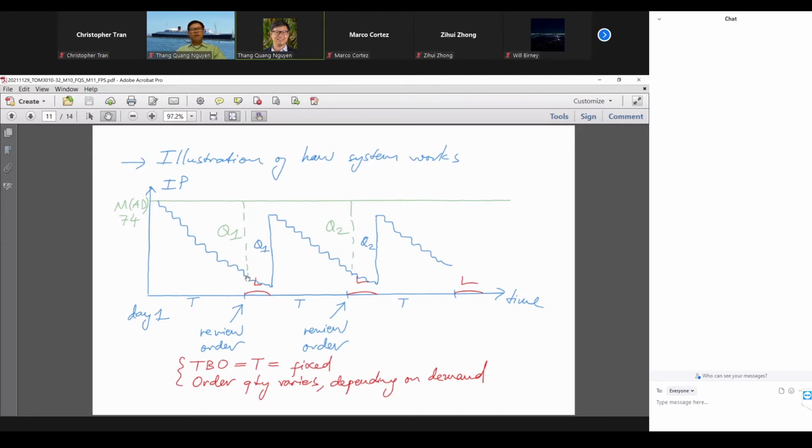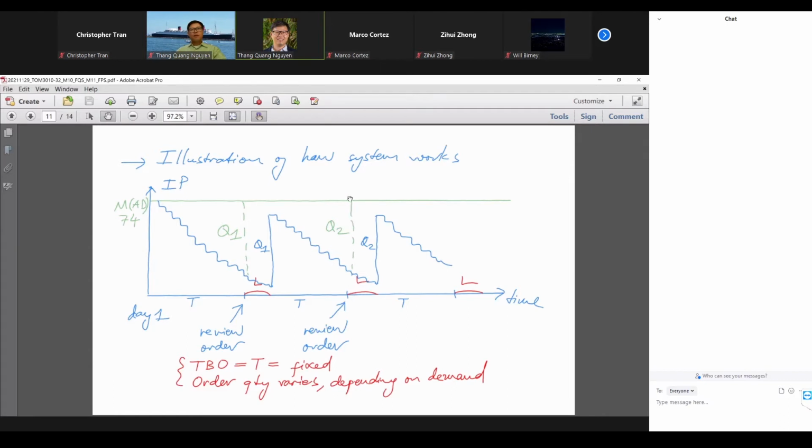So on the review day, we see that, oh, that's a deficiency amount, right? Then we order that Q1 as the maximum minus the IP on that day. And then at the end of the lead time, we would receive that amount. So the inventory jumps up like this, right? And then it continues to go down. So that's the end of the first cycle. And then we start with the second cycle.